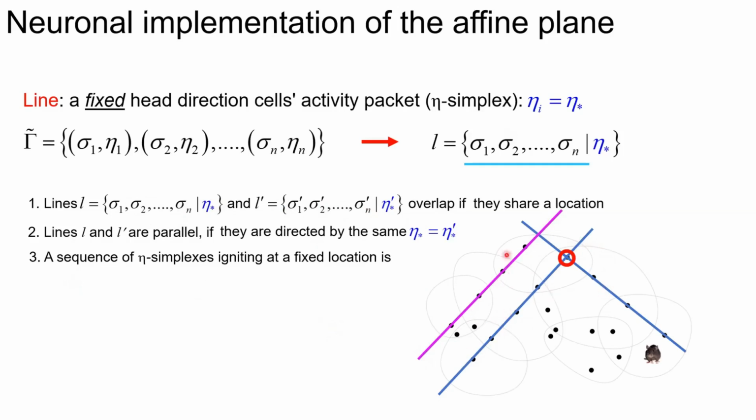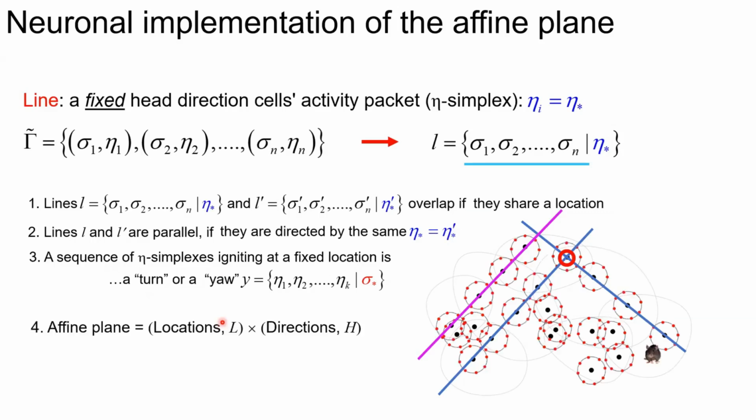I can also introduce a dual concept. Here I had a bunch of sigmas and a fixed eta. Now imagine if I do the opposite: if I have a sequence of eta simplexes that ignite at the same fixed location, fixed sigma, and change eta simplexes, that would correspond to a turn, a yaw, sweeping over directions. So I can introduce a bunch of these kinds of geometrical notions, but in principle we're doing the same thing as before. We still are sitting in this fiber bundle kind of reality: locations times directions at every point. Simply, we're pursuing a different task. We're trying to identify a particular structure within the fiber bundle. We're trying to identify those straight lines, how they intersect, which ones are parallel, and so on. Basically, we're trying to build the geometry, as I said.